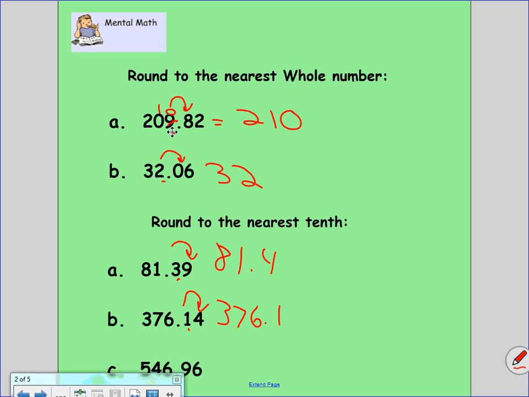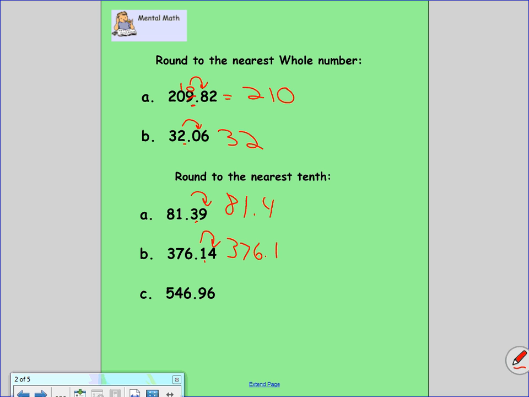376.1. The last one, extend this page so I can see it. 9 is in the tenth spot. I'm looking over. The 6 is larger than 5, so I have 546. And that 9 is actually going to have to turn this 6 right here into a 7. Take a look, because I can't put a 10 in this place, right, kids? So that's why I have to move to the next spot to make that 6 a 7. The answer is 547.